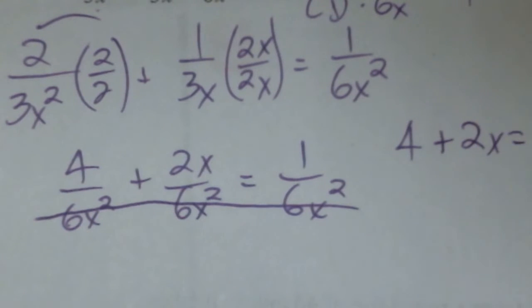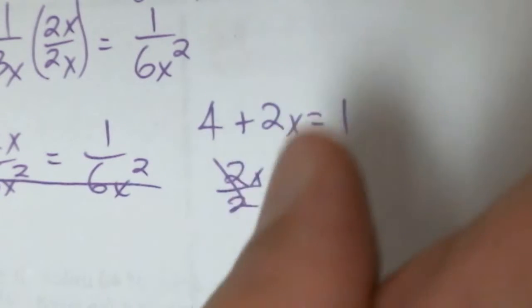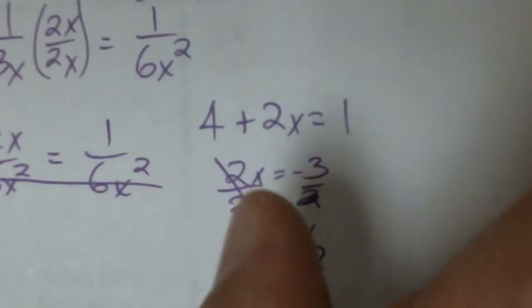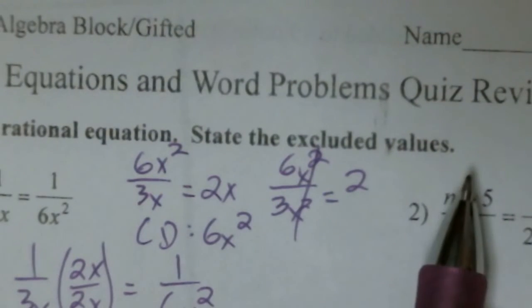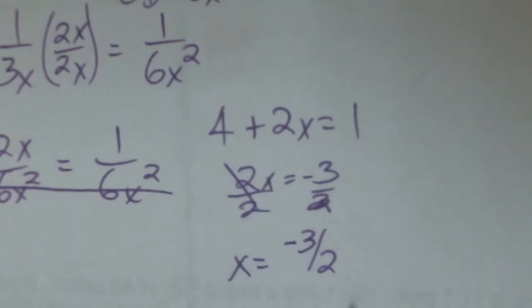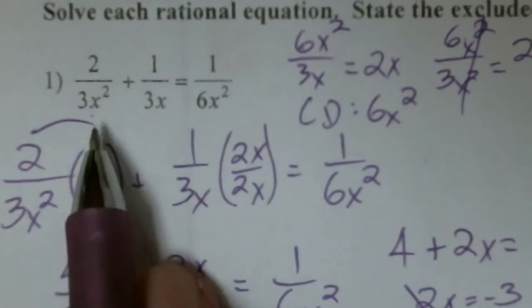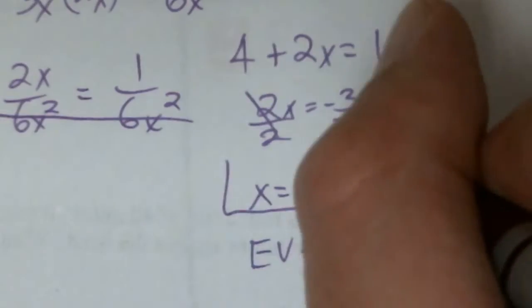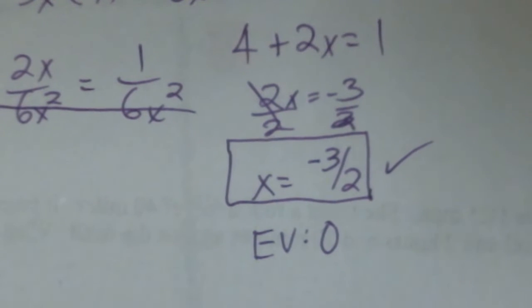4 plus 2x equals 1. 2x equals negative 3. And x equals negative 3/2. Okay, I got to check my EVs. Check for state the excluded values. Check for extraneous solutions, all that good stuff. So my excluded value, I only have a monomial with a variable, so my excluded value is 0. That does not match my solution, so I do not have an extraneous solution. So I am good to go.